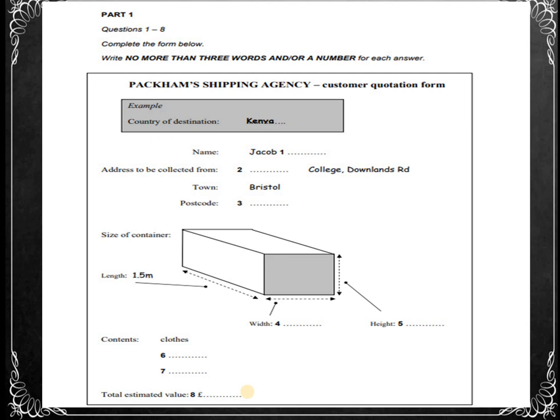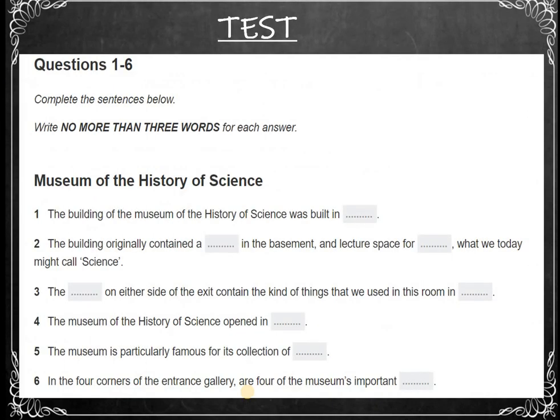Okay, now let's do a test. So this is a test for you. Questions 1 to 6. Complete the sentences below. So this is sentence completion. Write no more than 3 words. So the answers could be just a word, 2 words, or 3 words. Now I'm going to read the audio script to you. Please listen carefully. You could fill this in as I read it out and post your answers in the comment section. Let's start. You could pause my video and take some time to read these questions before you listen to my audio script.